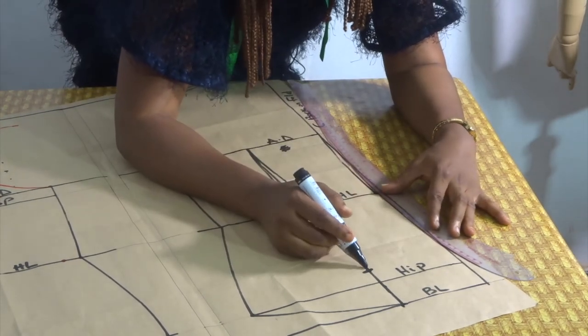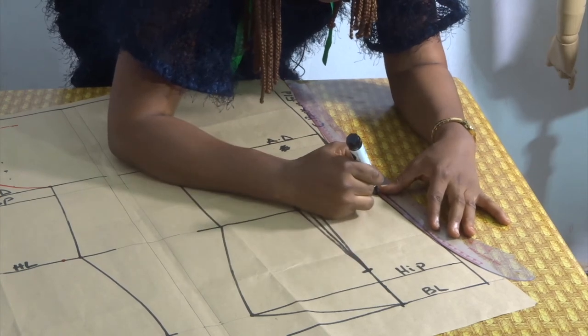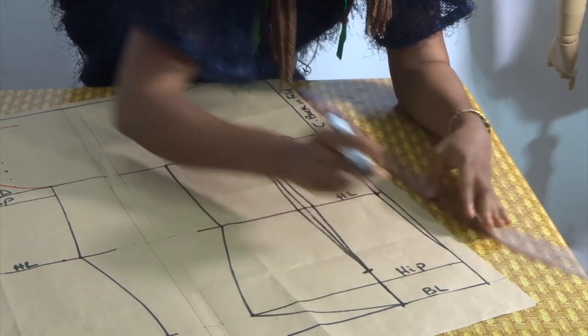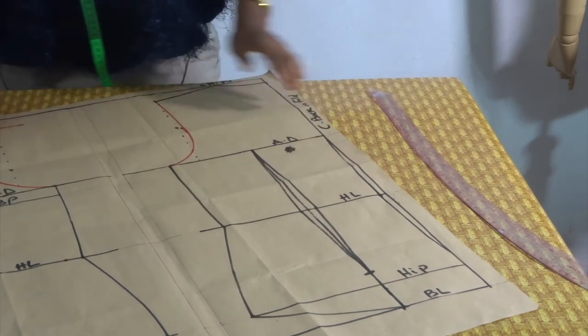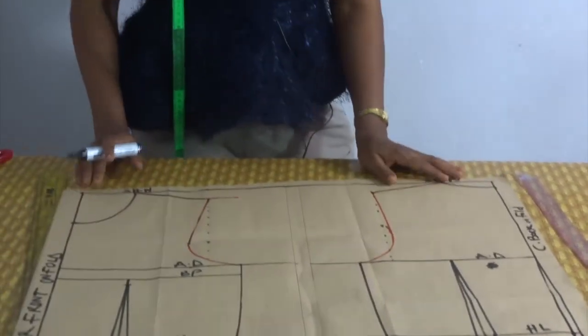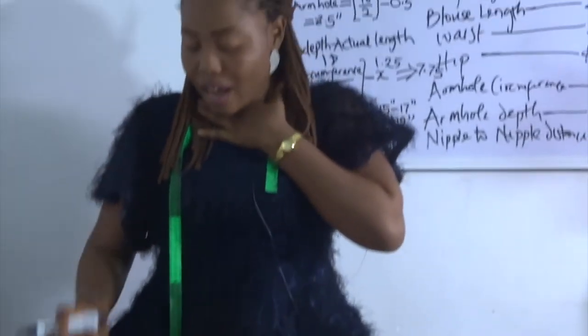Where the dart also stops, just a little bit above the hip, like that. So this is it. Now there's another issue. Not everybody likes this close neck kind of style.